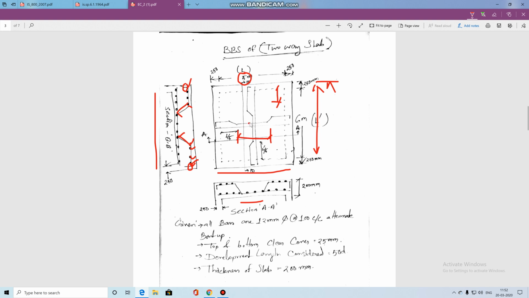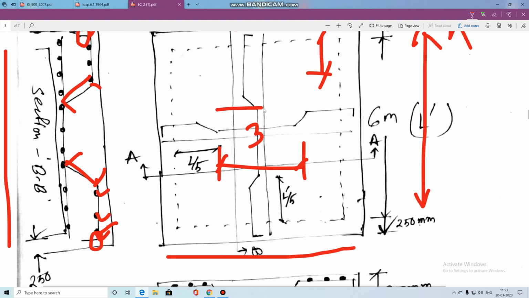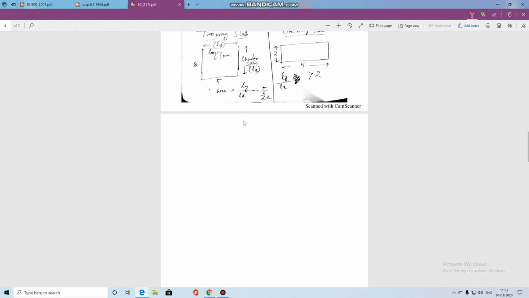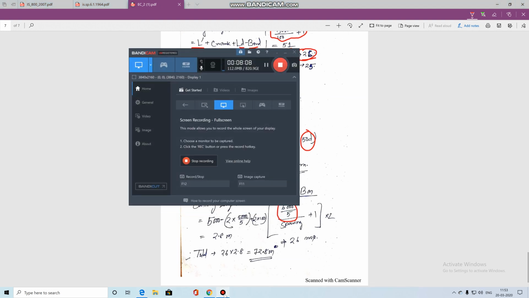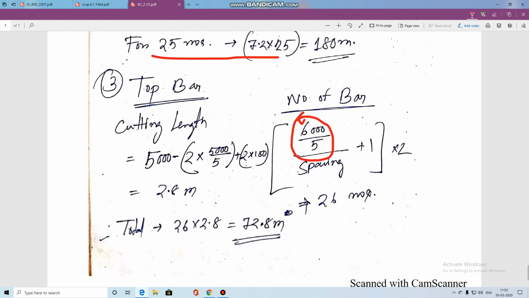It will come around 3, but I have to put some extra distance, because if you put the bar with only a dimension of 3, it can't float like this here. So you have to provide some extra distance on both sides. This extra distance I am taking as 100, in both sides. So you can see the diagram. So you can see the calculation.